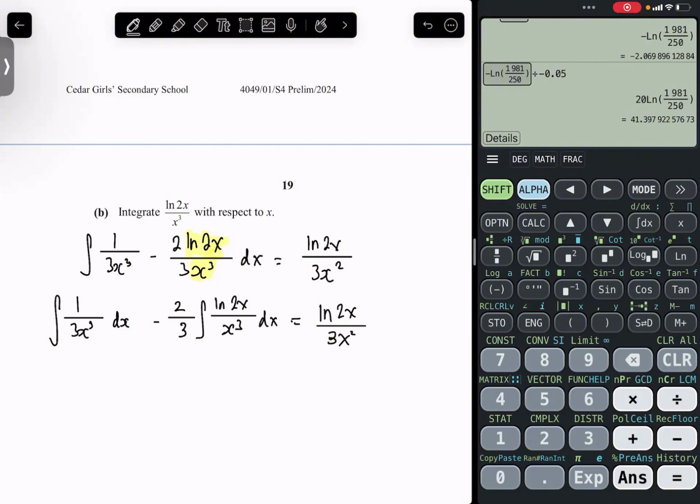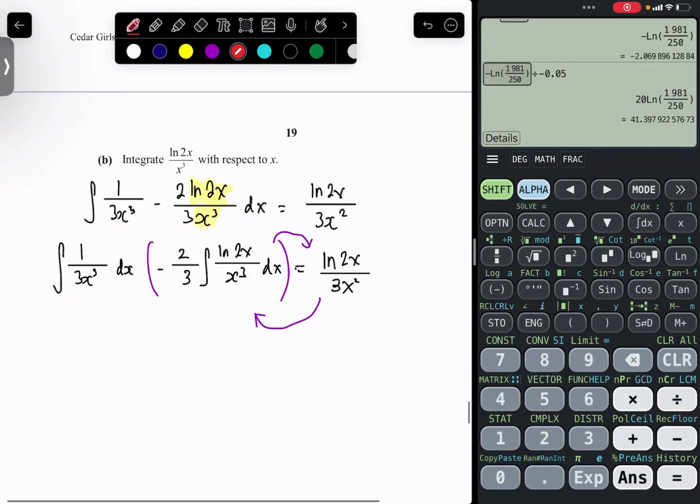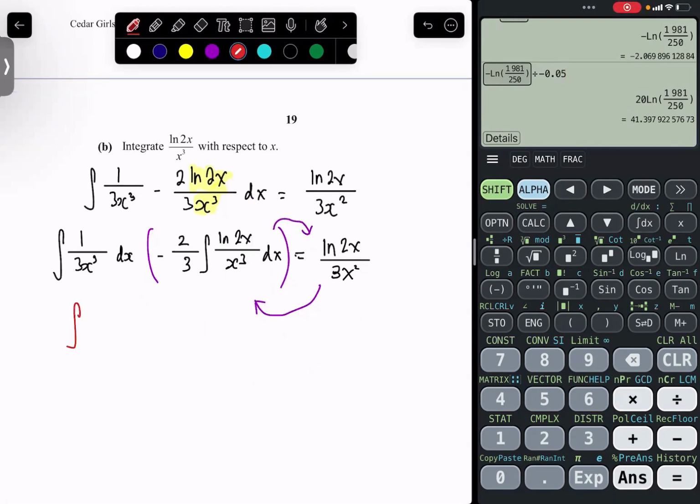Now I'm going to switch sides. What do I mean? Because this right here is negative, I'm going to shift this over to the left hand side, shift this to the right side, and shift the ln 2x over 3x squared to the left hand side. So I'll get the integral of x to the power of negative 3 dx minus ln 2x over 3x squared equals 2/3 integral of ln 2x over x cubed dx.